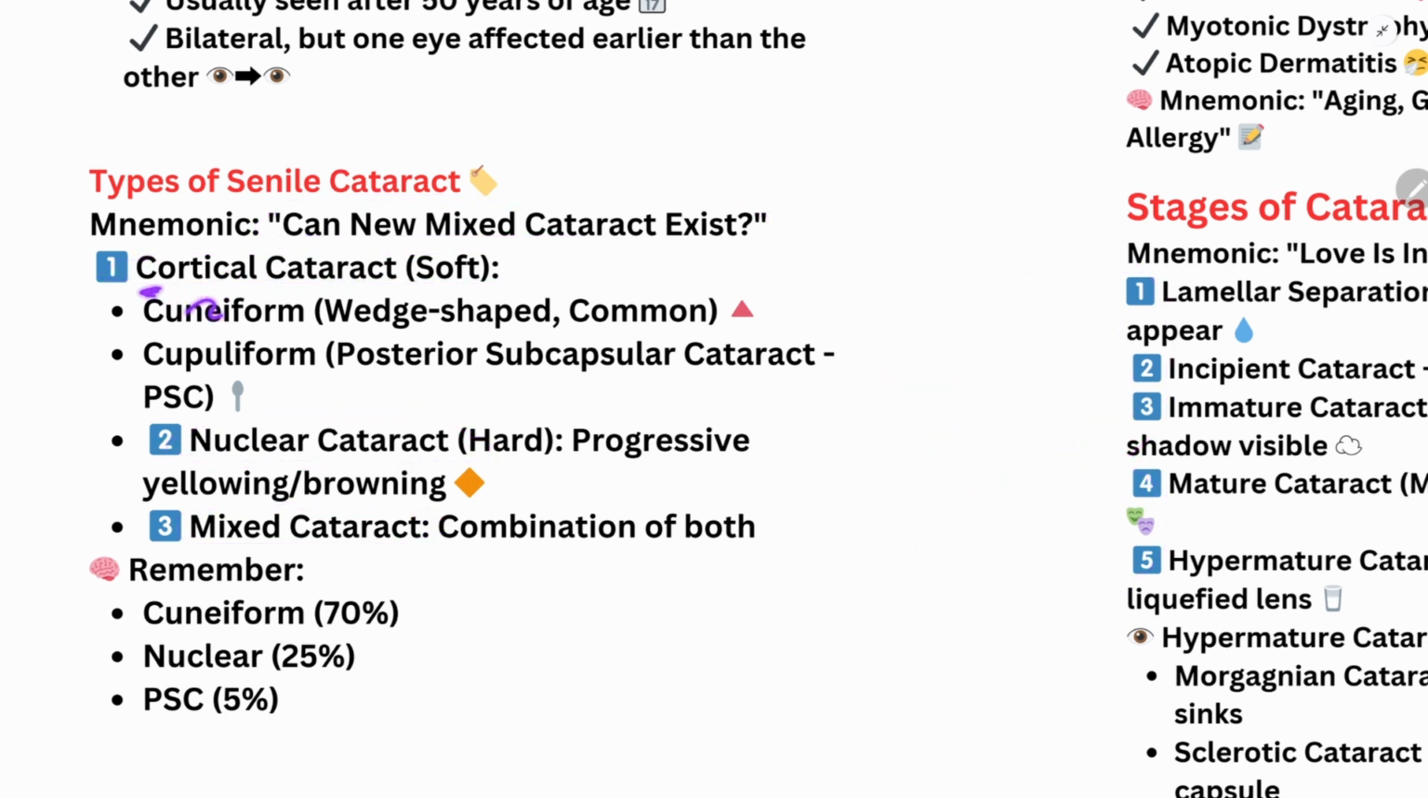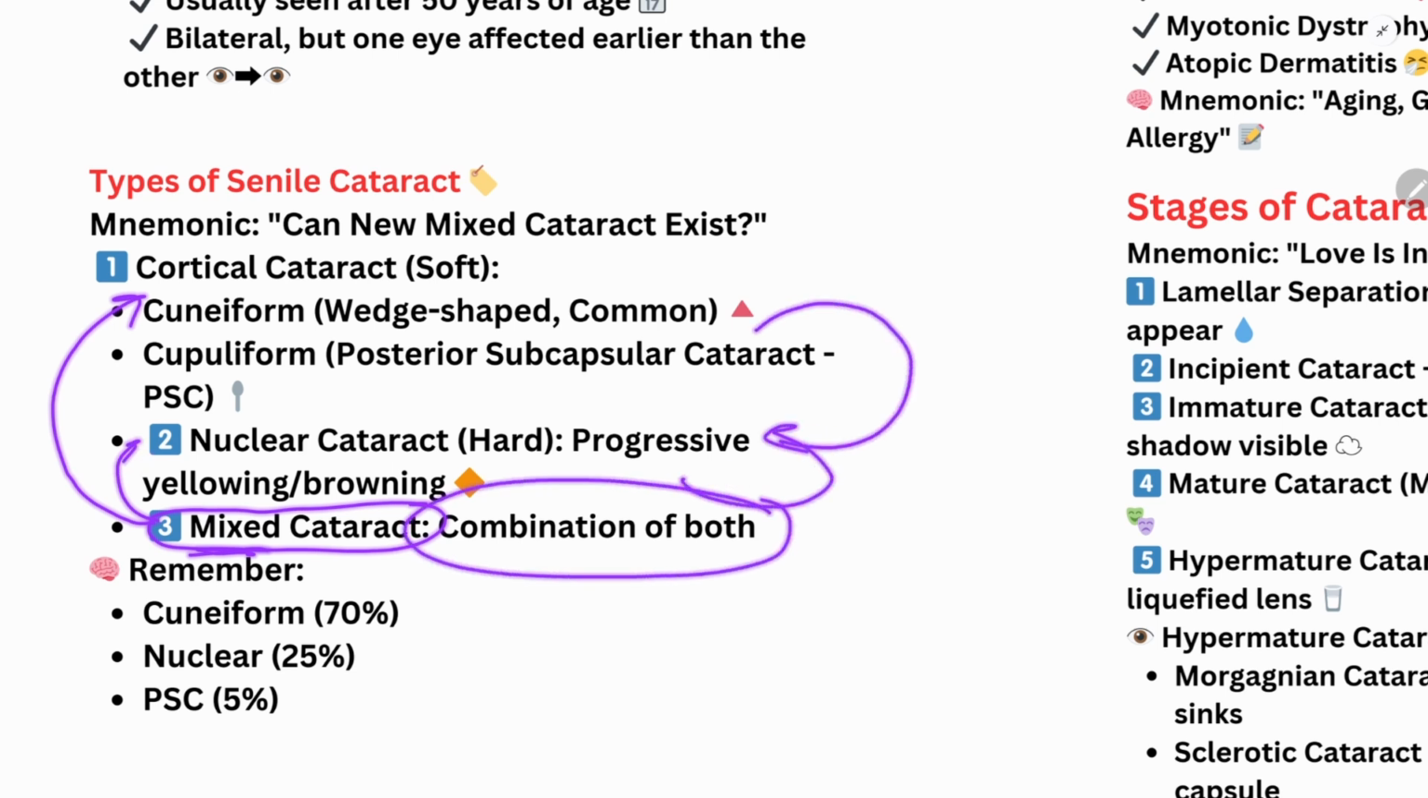C, cortical. C for cuneiform, like wedge shaped cataract, and cupuliform, where there is involvement of posterior subcapsular cataract. In nuclear cataract, you will see it is hard and there will be progressive yellowing or browning. And the last one is mixed cataract. It is mixed with both cortical and nucleus, so all the symptoms are also mixed here.